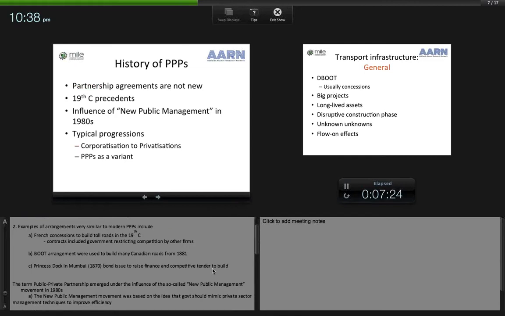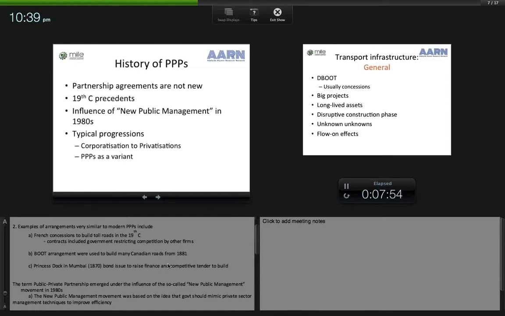Now, those contracts were similar to those of PPPs in the modern era. They included, for example, government providing restrictions on competitor firms to maintain the concession and the tolls. We have other examples from Canada in the late 19th century, where BOOT arrangements, build, own, operate and transfer arrangements, very similar to modern PPPs, were used to build Canadian roads.